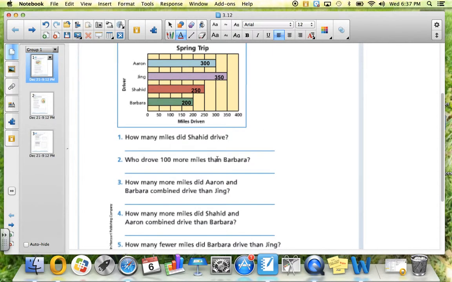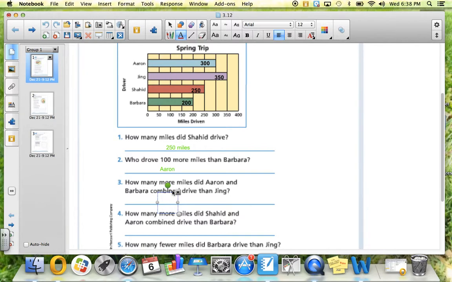So number 1, how many miles did Shadid drive? So Shadid is this red, pink, orange, I don't know, bar. So Shadid drove 250 miles. Okay. Who drove 100 more miles than Barbara for number 2? So Barbara has 200, and we need to find out who has 300 because 100 more than 200 is 300, and it looks like it was Aaron. So Mr. Aaron drove. Okay.